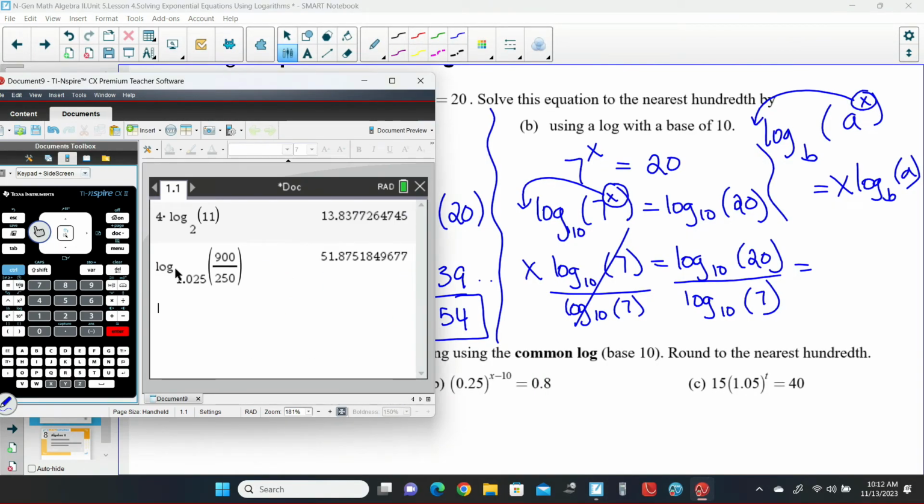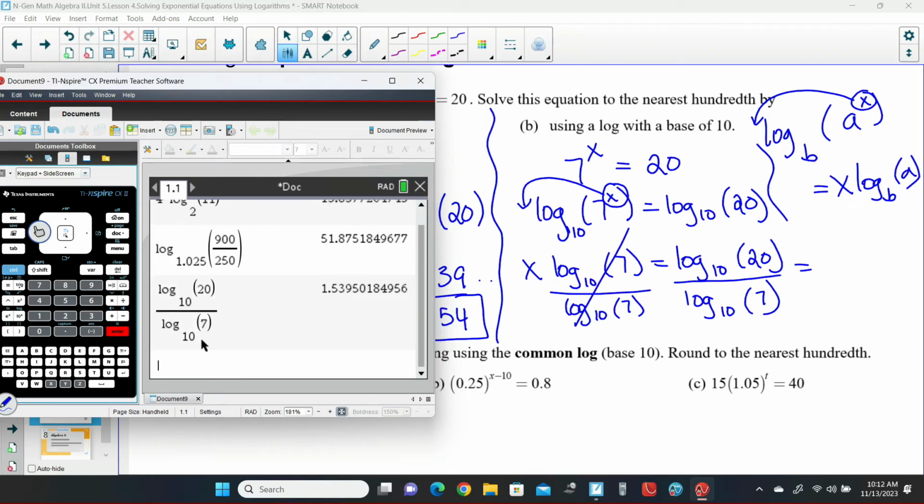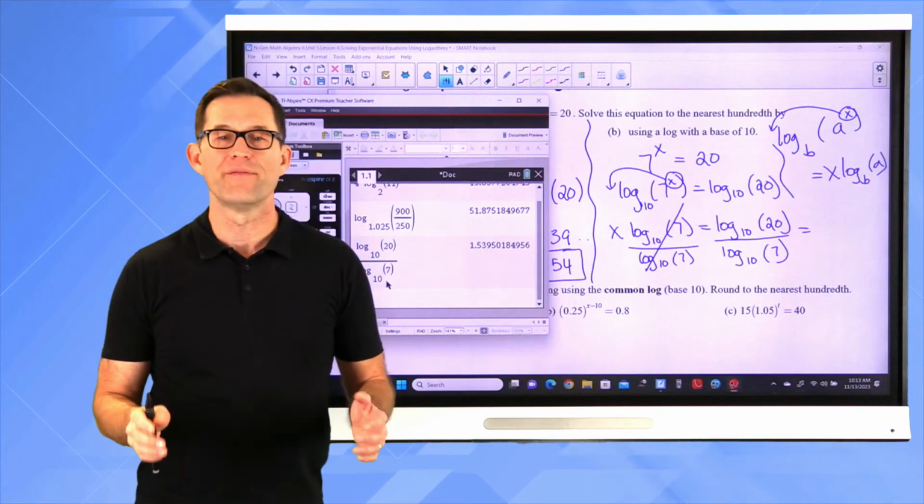Okay, so on some of your calculators, let me go with the fraction bar just to make our lives a little bit simpler. So I'm going to do the log base 10 of 20. I've got to get rid of that 0 eventually, otherwise I'm going to get an answer of 0. The log base 10 of 7. Let me get all the way out and delete that. And now hit enter. And there is our 1.54 again.